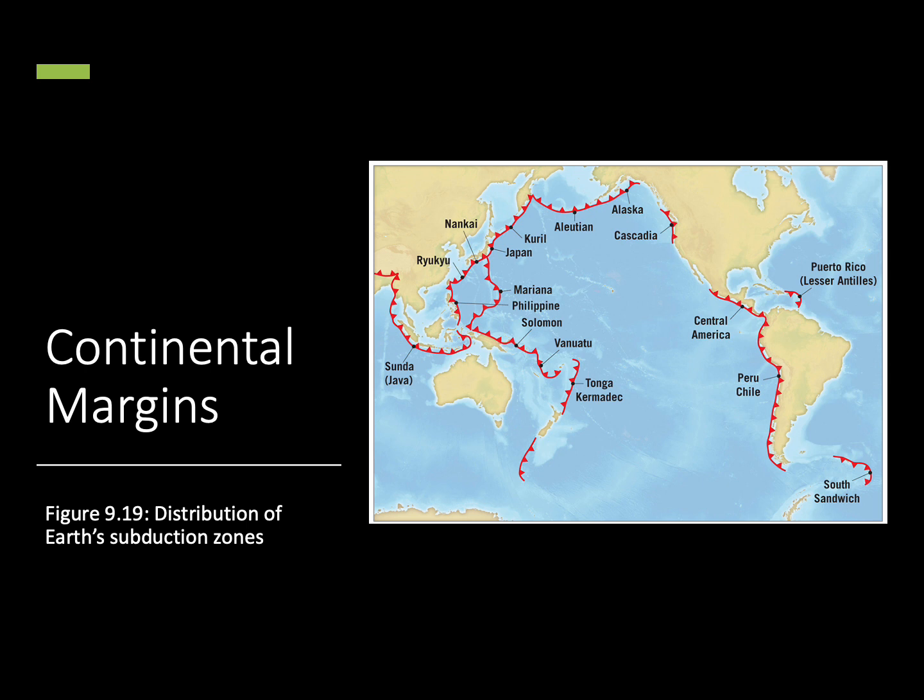So this map is just showing us where those active continental margins are. And remember, active continental margins happen where we have subduction, where we have an oceanic plate subducting underneath a continental or another oceanic plate. So just like we saw the ring of fire when we were talking about volcanoes and again with earthquakes, we see that our active continental margins are found on the exact same locations on our planet.